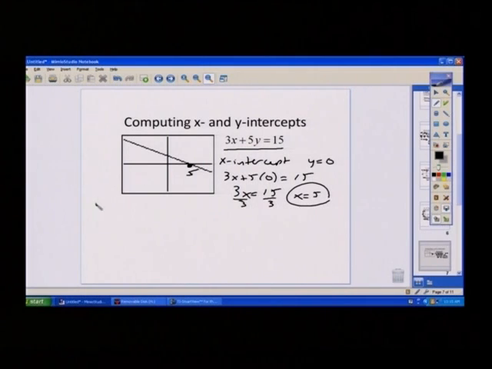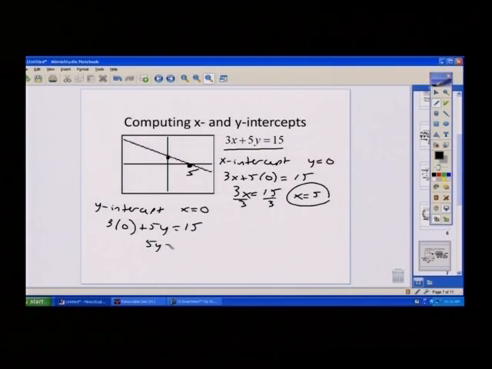Next, for your y-intercept, to find a y-intercept, which is there, you make x equal to 0, because any value on the y-axis has an x value of 0. So again, we're going to substitute 0, but this time in for the x.